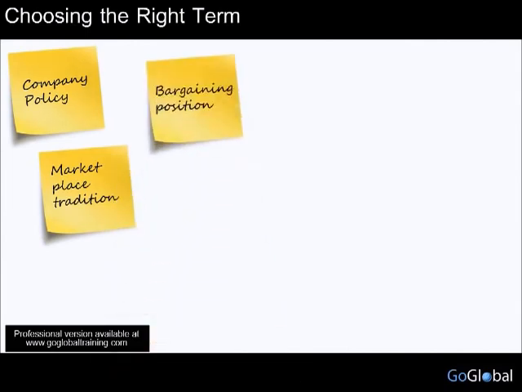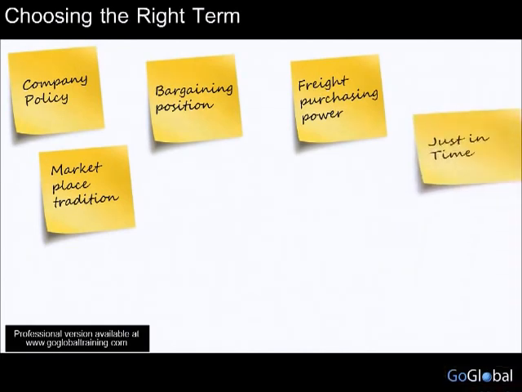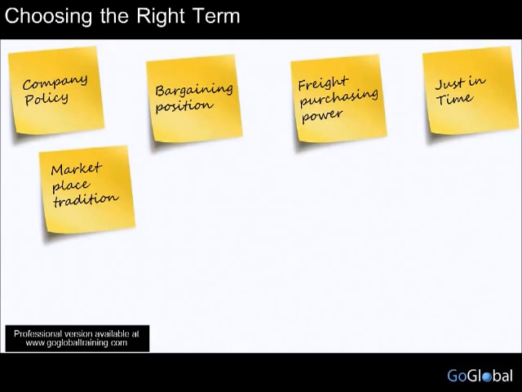The trading relationship and bargaining position of the parties involved may also affect the choice of term. An exporter in a competitive market may offer to assist in the shipment in order to gain a competitive advantage. Other factors include the freight purchasing power of the parties involved. For example, where one party shipping larger quantities can benefit from lower shipping costs. The degree of control required by either side. It may be that the buyer prefers to control the delivery just to support its just-in-time production strategy.